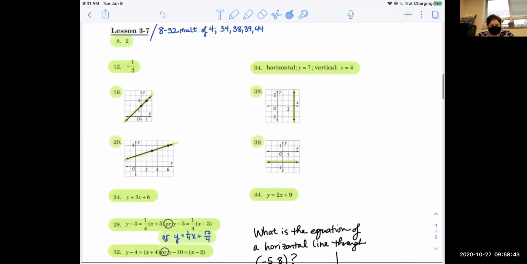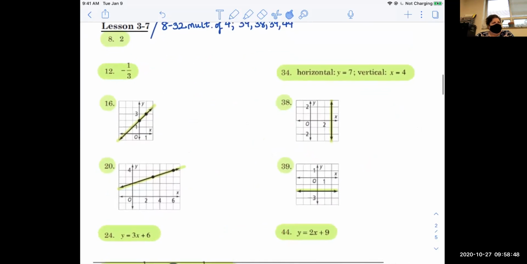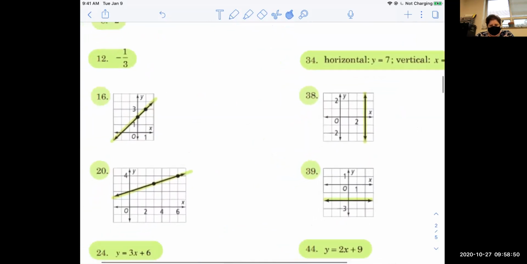All right, and then we're finally to the end here. So this is the 3-7 problems.